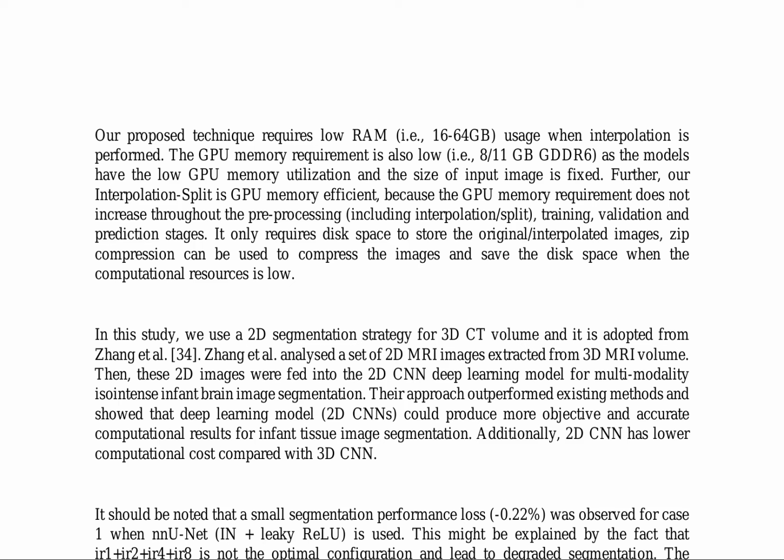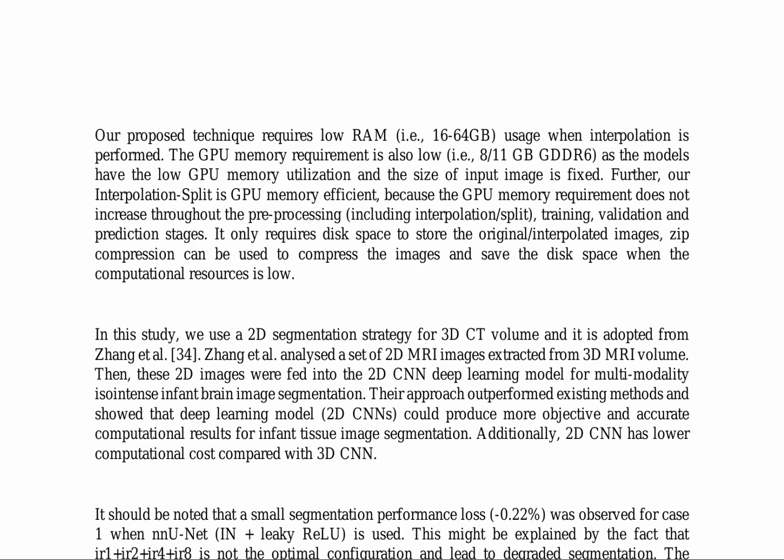This study adapts a 2D segmentation approach for 3D CT volumes, building upon Zhang et al.'s work analyzing 2D MRI images from 3D MRI volumes, which demonstrated superior performance in infant brain image segmentation using 2D CNNs. Notably, the 2D CNN strategy reduces computational costs compared to 3D CNNs.